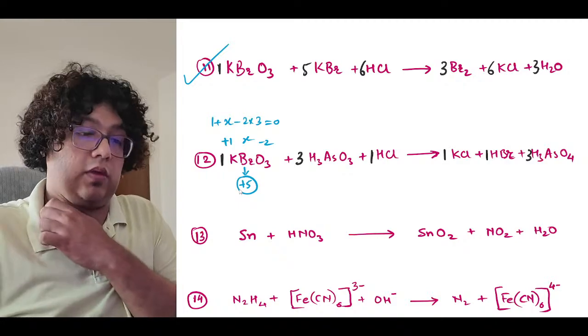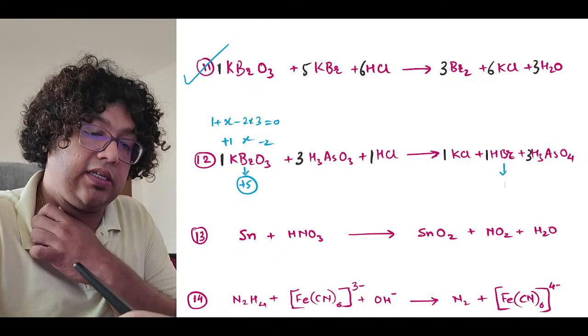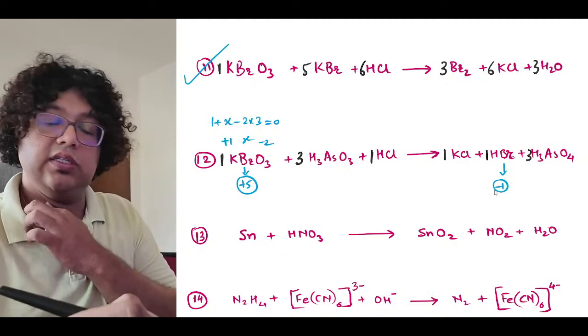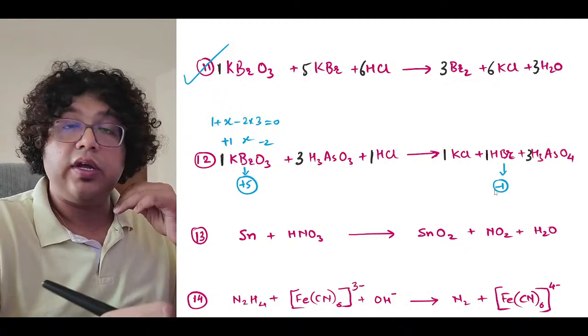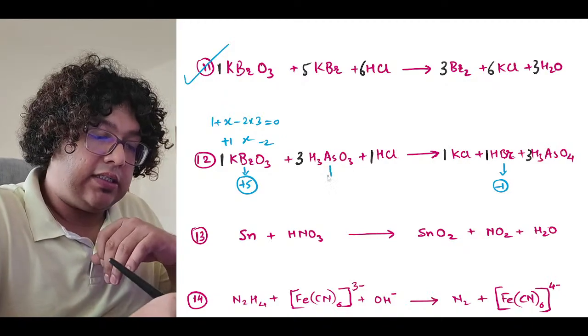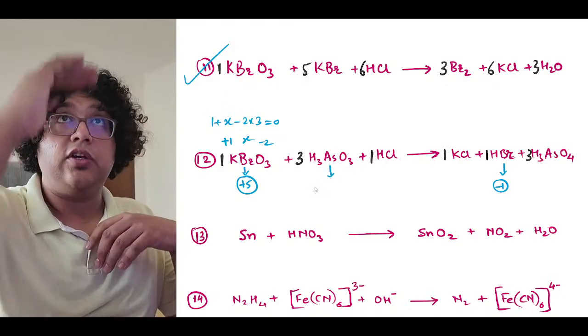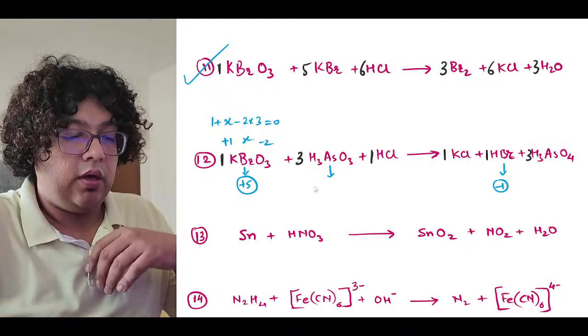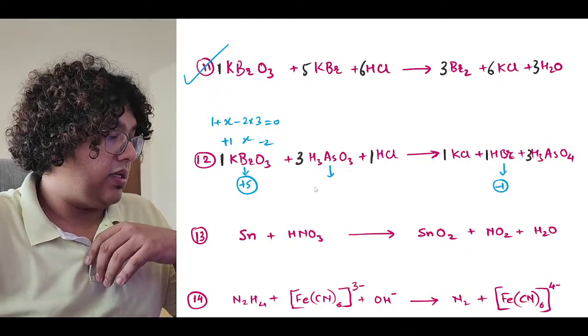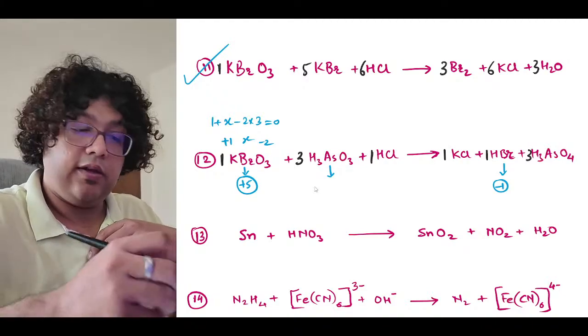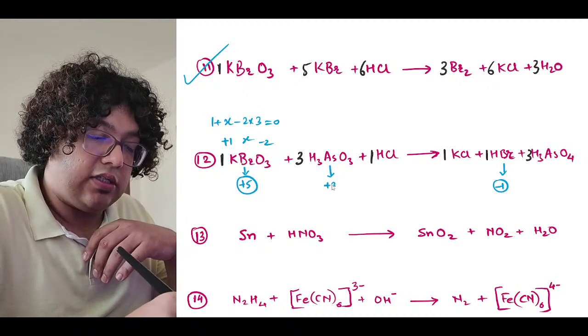That gives my bromine +5 oxidation state. And bromine on the right hand side, you can see, is in -1 oxidation state. Let us have a look at arsenic. Arsenic is from the nitrogen family: nitrogen, phosphorus, arsenic. And right now, arsenic is in +3 oxidation state.